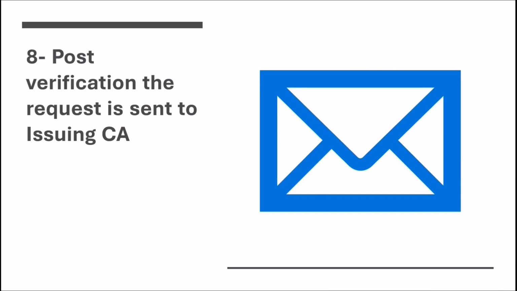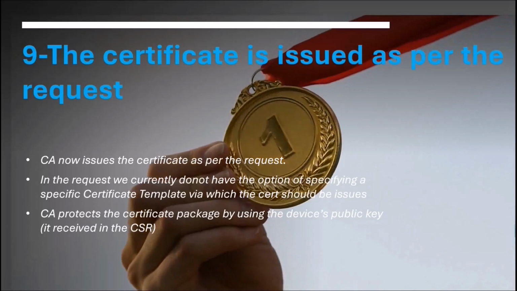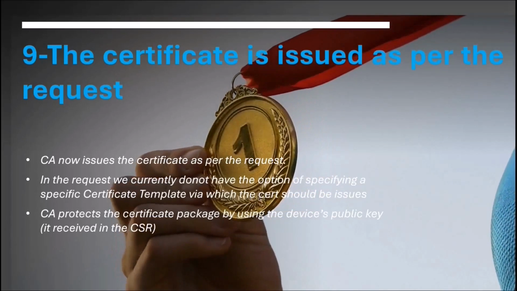Now in the next step, post the verification, the request is sent to the issuing CA, and the issuing CA is now going to issue a certificate. Again, when we had on-premise NDES and on-premise CA, then you could go to the event logs of the on-premise CA, and over there you could see everything happening. Right now, since the CA is in the cloud, you cannot check these logs, but this is what is happening at the backend. That is, post verification by the SCEP service, the request is sent to the issuing CA. The issuing CA issues the certificate as per the request.